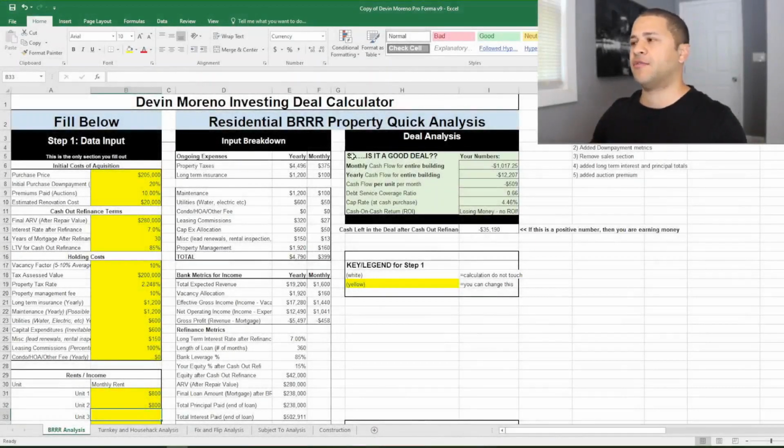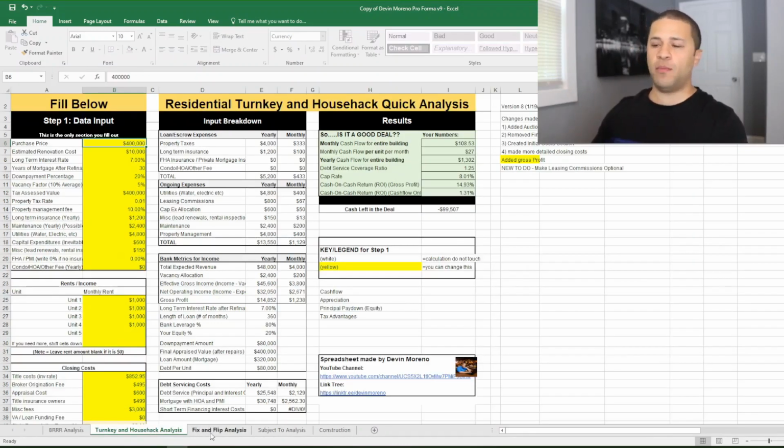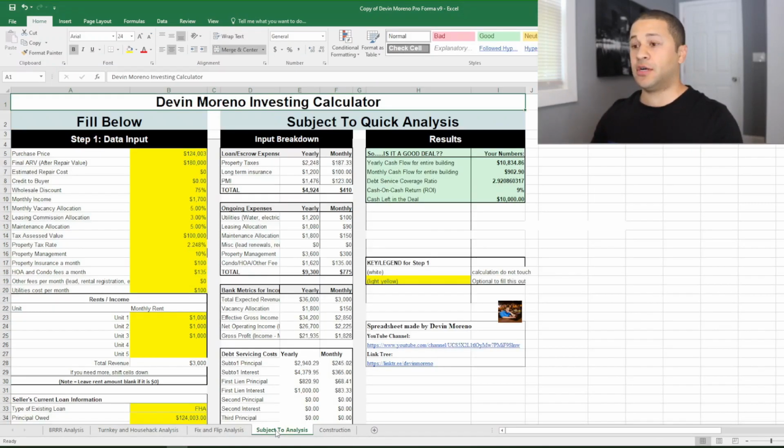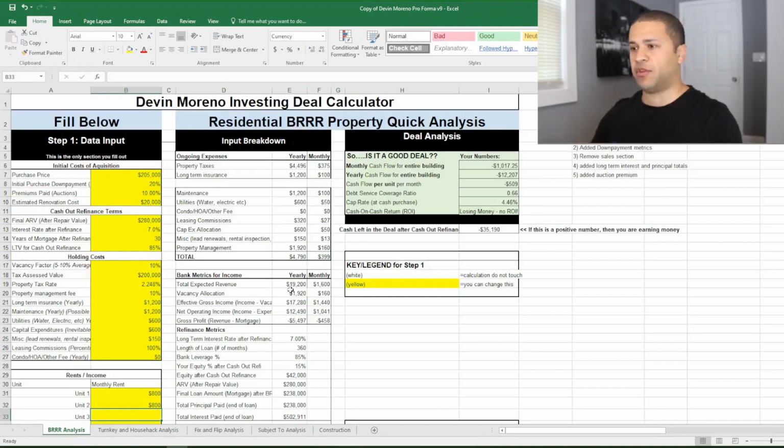This is my calculator, and for any of you who have never seen this before, you're probably like, whoa, that is a lot of numbers. This is actually a lot simpler to use than it looks. You're going to see this is broken up into multiple tabs. I'm going to go over those tabs, and essentially you're going to see it's in multiple different sections.